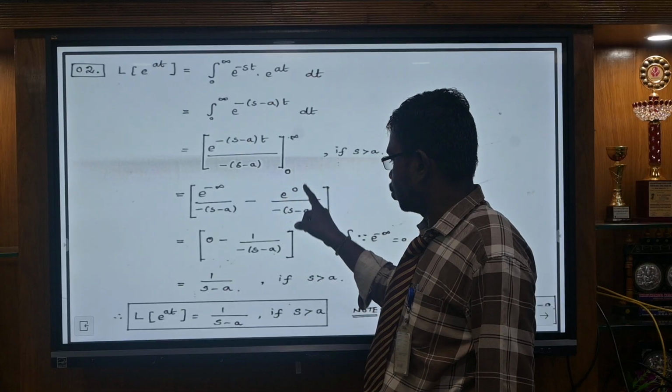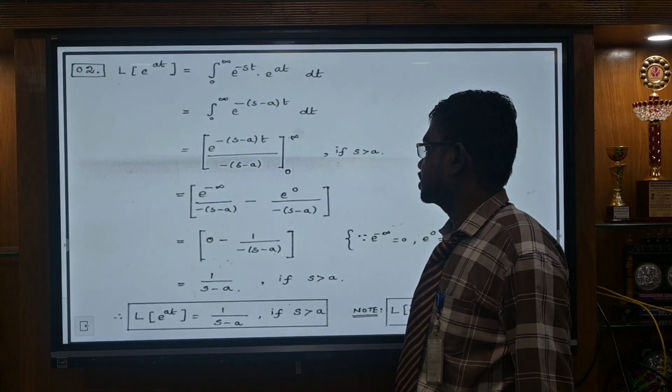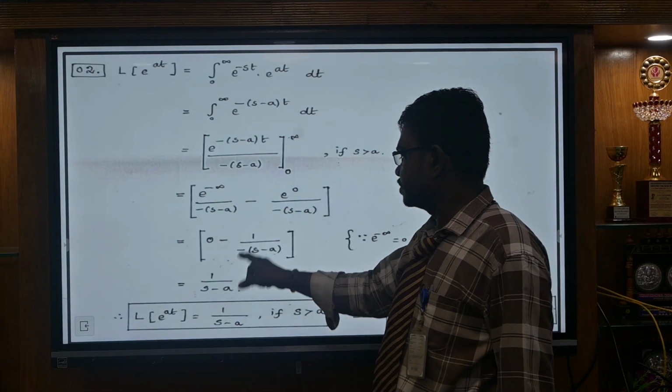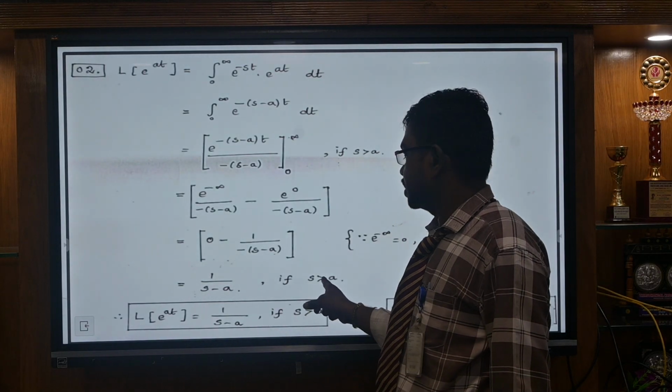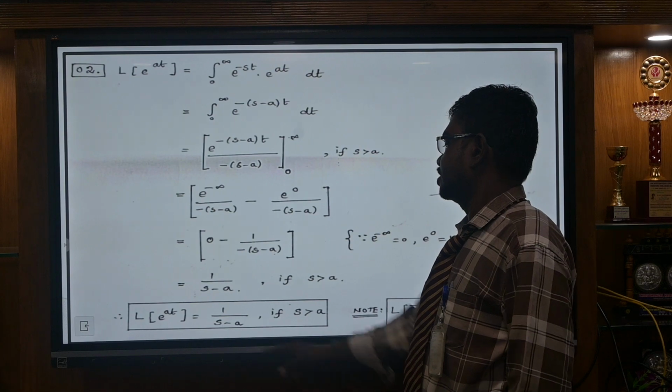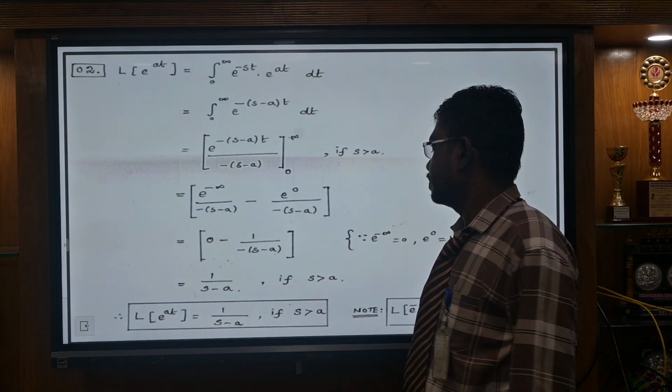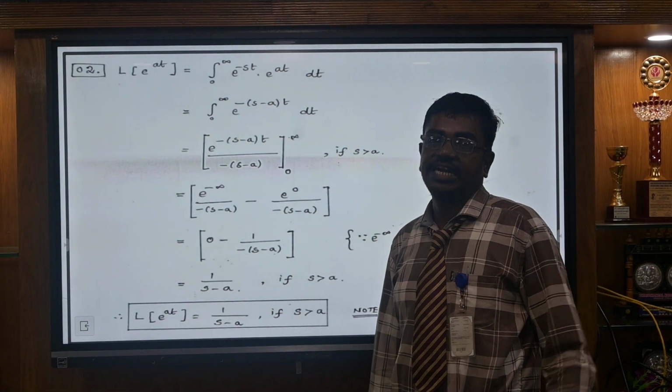E power 0 is 1 by minus (s minus a). After simplification, 1 by s minus a. This value will always be positive, that is, s is greater than a. Therefore L of e power at equal to 1 by s minus a if s is greater than a.